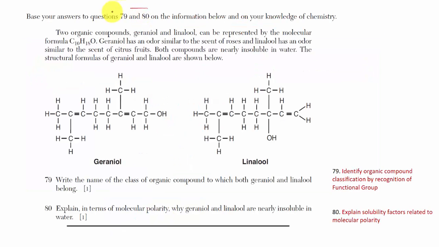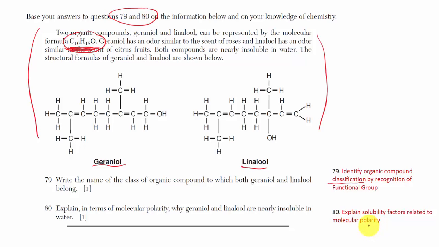Questions 79 and 80 are going to be organic questions, and we have a pretty lengthy narrative with two very complex looking compounds, and they have names you've probably never seen before. Two organic compounds can be represented by their molecular formula C10H18O. In other words, they have exactly the same molecular formula, but you can see their structures are very different. So we're going to be asked to identify the compound classification based on a recognition of a functional group hiding in their structure, and then to explain solubility factors that might be related to their molecular polarity.